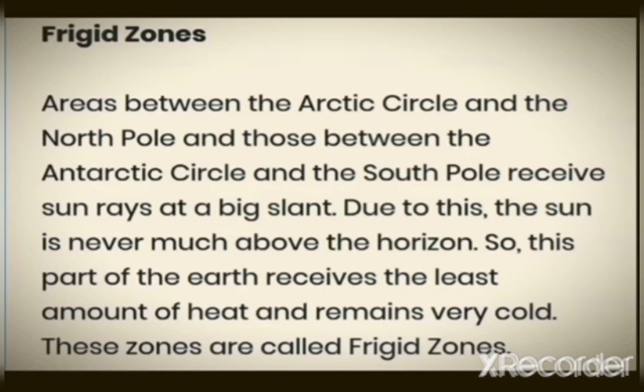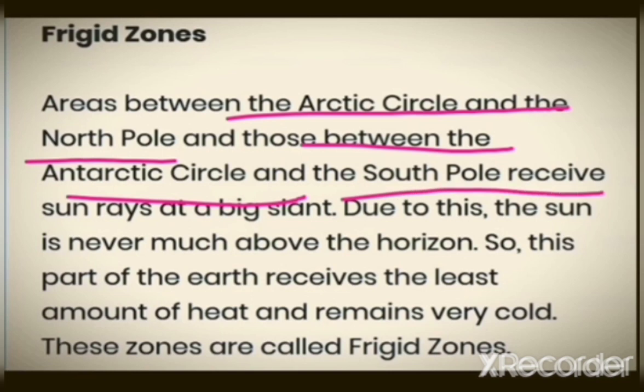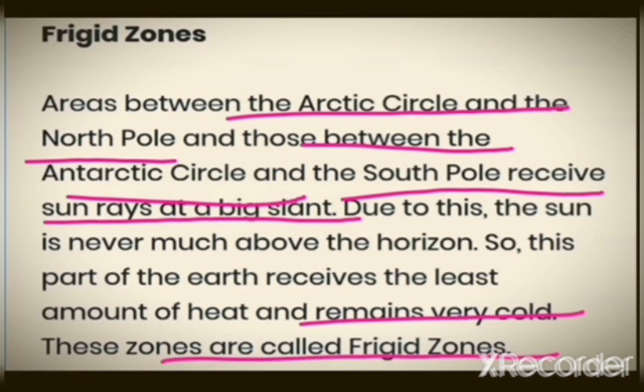Next is the frigid zone. The area between the Arctic Circle and North Pole in the northern hemisphere and those between the Antarctic Circle and South Pole in the southern hemisphere. These areas receive the sun rays at a big slant. That means the slant is very big. That is why this area never receives that many sun rays, and that is why it remains very cold. So these zones are called the frigid zone.